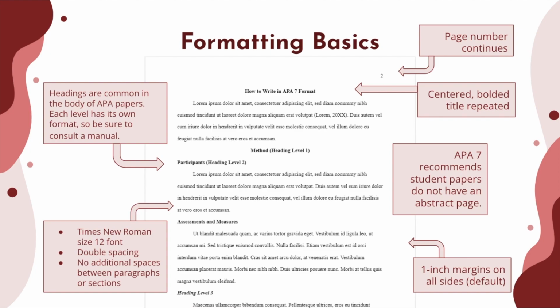Now for formatting basics. Your page number in the top right-hand corner should continue throughout the paper. The title is repeated at the top of the first page of regular text, centered and bolded. It should have 1-inch margins on all sides and be in size 12 Times New Roman font and double-spaced. Be sure there is no additional spacing between paragraphs or sections.